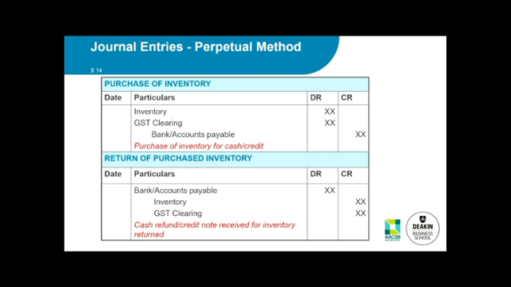In other words, if you look at it, it's just the reversal of the previous transaction. It does not have to be the same amount. We might have returned only 50% of the inventory or 10% of the inventory, right? But the idea is that we reverse that transaction in full.